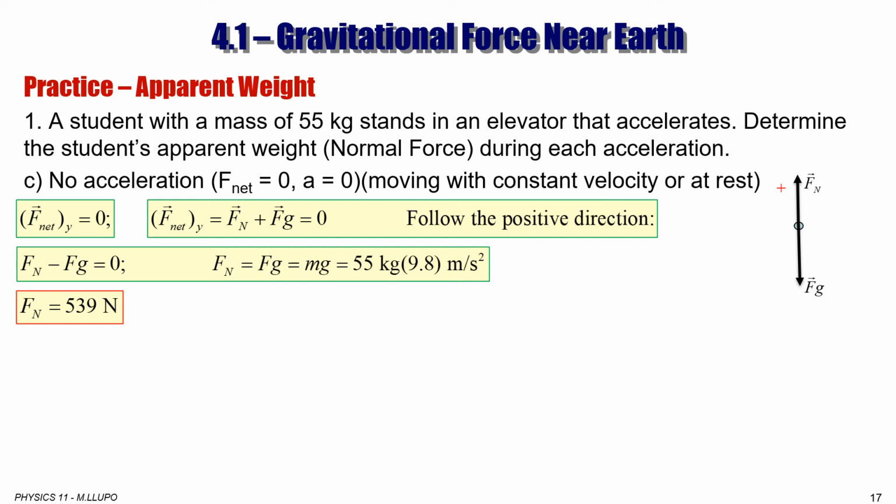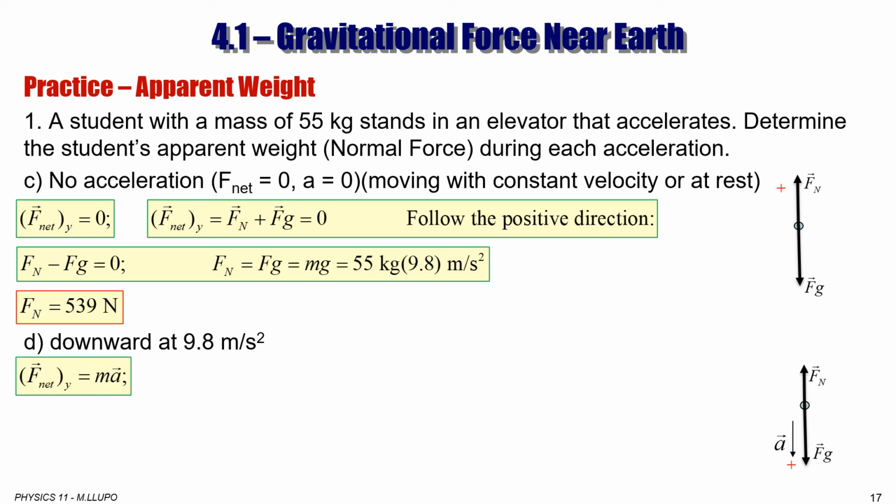Let's see. We draw a free body diagram as always. So we have two forces, Fg and Fn, and acceleration is going downward. That will be the positive direction. So we follow the same steps. F net y is equal to ma. Why? Because it's accelerating. It's Newton's second law this time. So F net y is equal to Fn plus Fg, those two forces, equal to ma. Again, we follow the positive direction, which is down this time. So Fg is positive, Fn is negative, equal to ma.